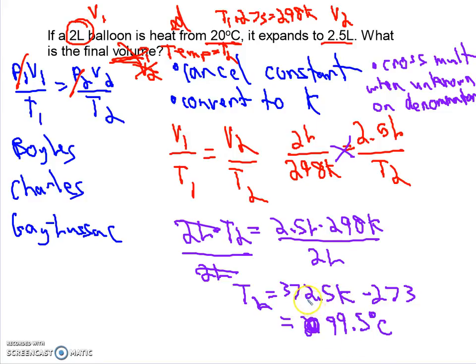Yeah, because if that were 373, it'd be 100, but it's 1.5 less. Okay, so there you go. That's a little review on gases. I have a little bit of extra time, actually, because I budgeted 10 minutes.